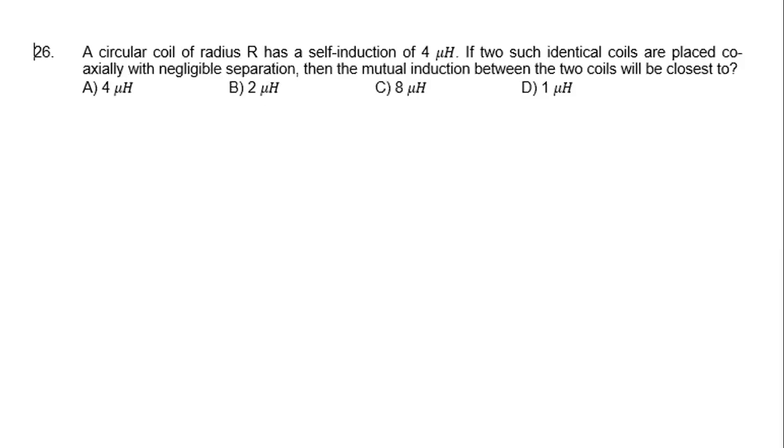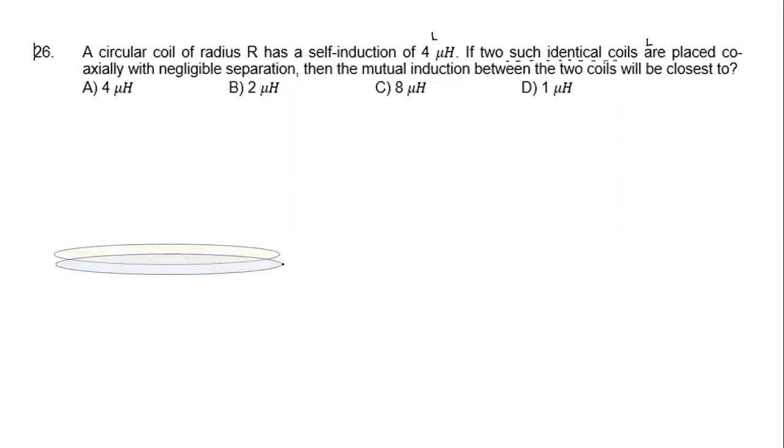This was the first question. A circular coil of radius r has a self-induction of so and so. If two such identical coils, meaning the other coil also has the same self-induction, if this value is L, this also will be L, are placed with a negligible separation, then what is the mutual induction between the two coils? That's what the question is.